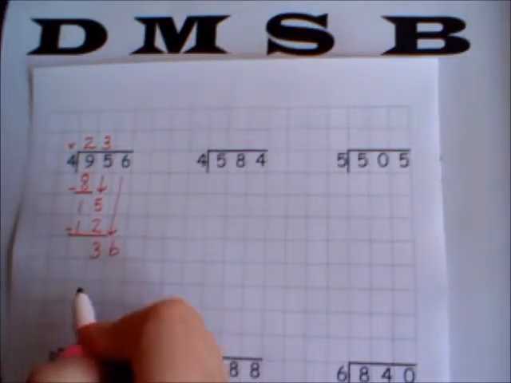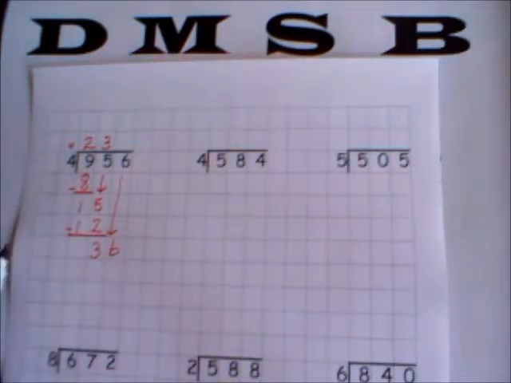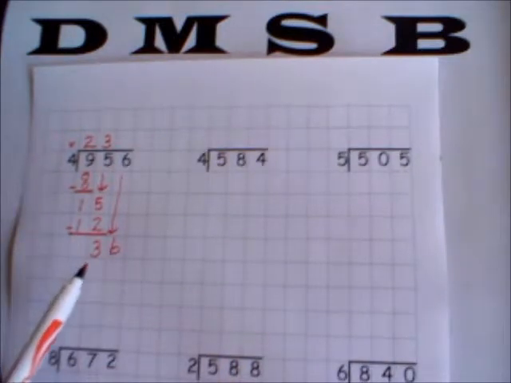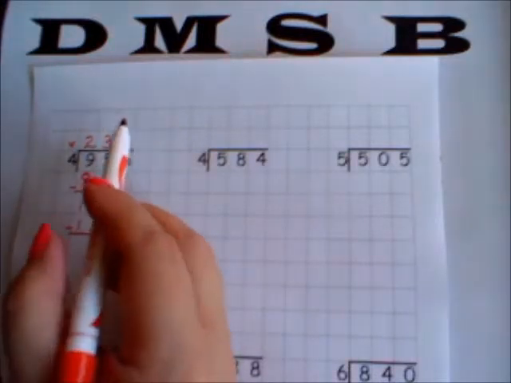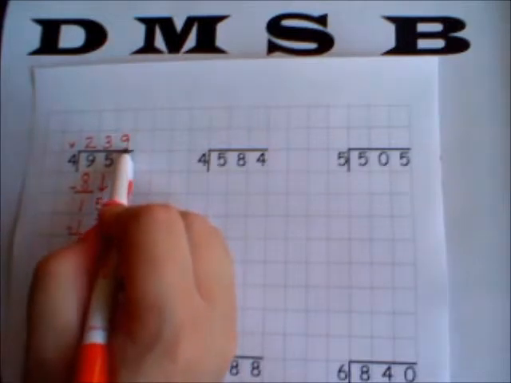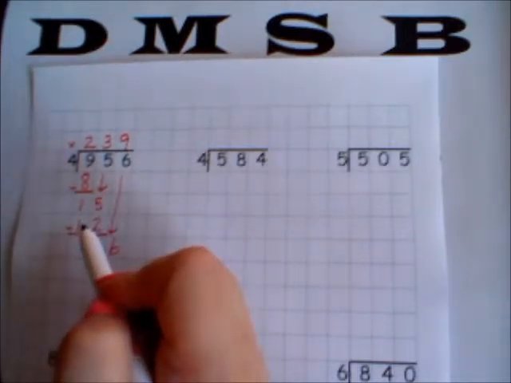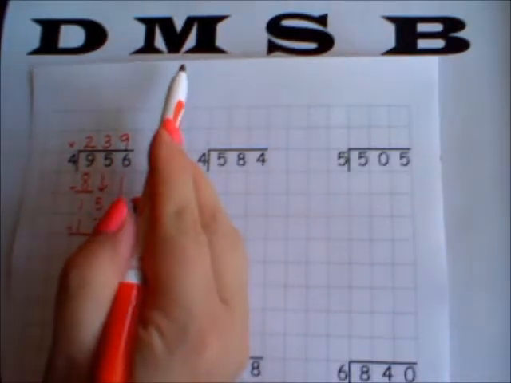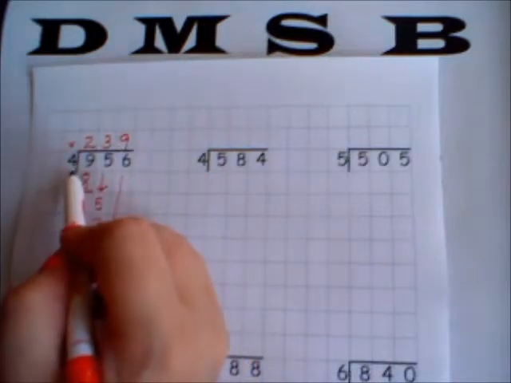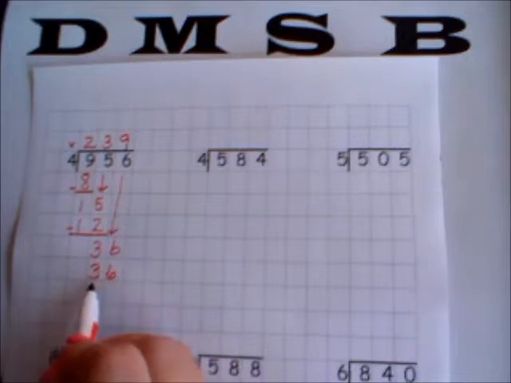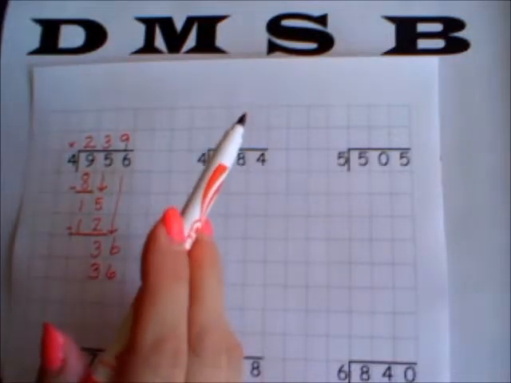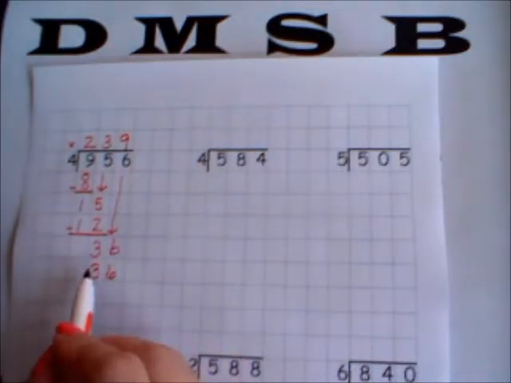Okay? Now we're asking how many times 4 goes into 36. Okay? And 4 goes into 36 9 times. So we're going to put our answer up here. And then we're going to multiply. 9 times 4 is 36. Now we look back at our loop and we see we subtract.